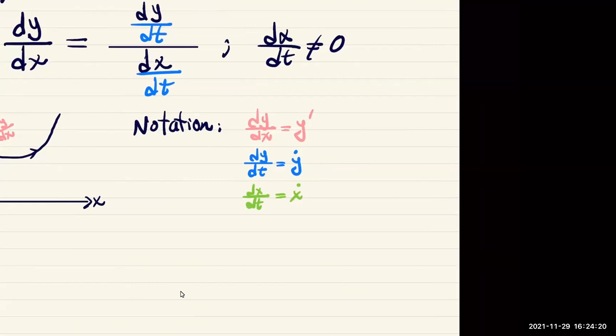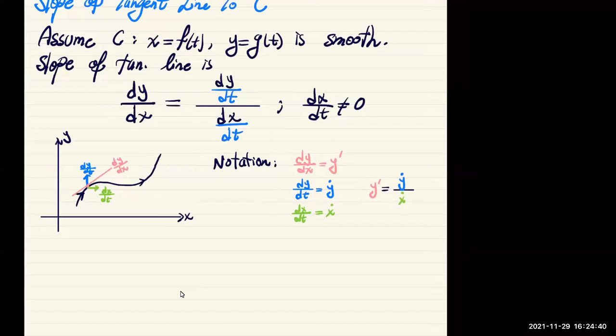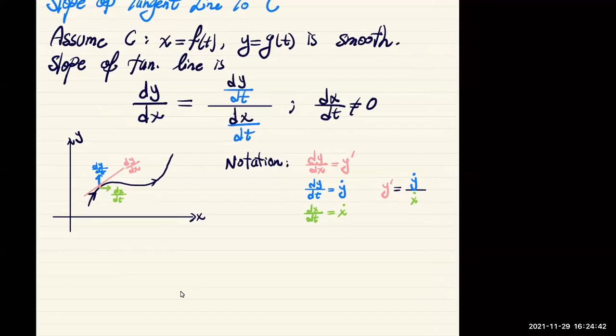So here we have y prime. According to the formula that we just wrote down, y prime is equal to dy/dt, which is y dot, over dx/dt, which is x dot. Our book doesn't use that notation, by the way.